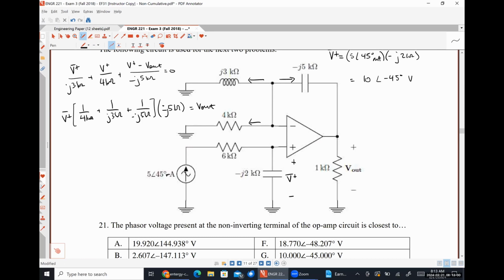And so we can just throw that into our calculators really quickly. So 10 angle negative 45, 1 over 4 plus 1 over 3j plus 1 over minus 5j. All of that times minus 5.